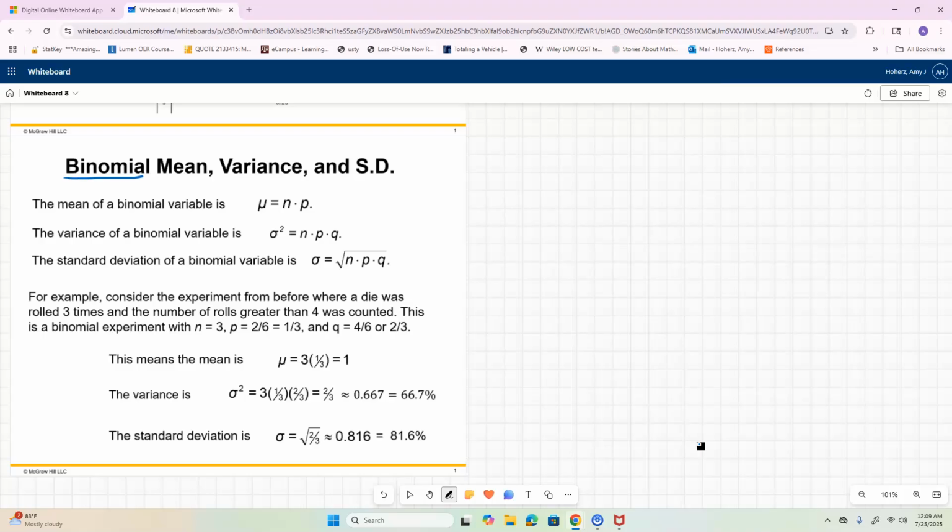Okay, so for the binomial distributions, we can also do a mean, which we've actually already done. I snuck one in already. The variance and the standard deviation. The mean of a binomial variable, you just take the n, which is the number of trials, times the probability of success. And then the variance is just the same thing, n times p, but then also multiply it times q. So n times p times q, whereas mean was just n times p.